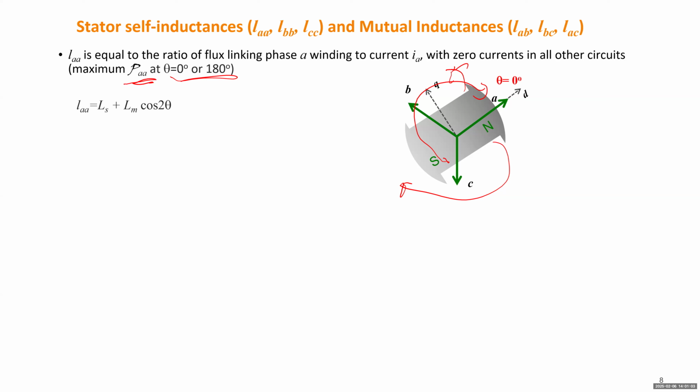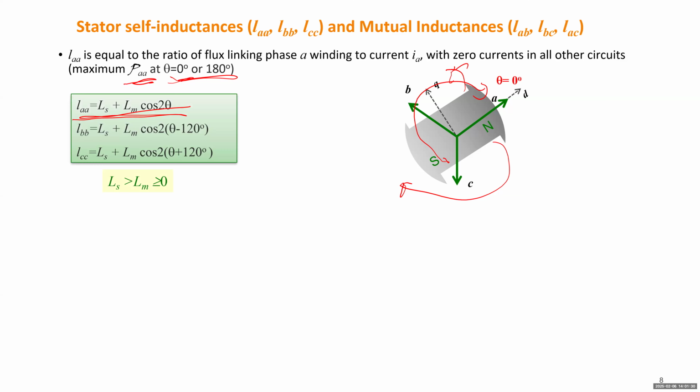Okay, so the LA is similarly formulated by this equation. It has a constant term plus a periodic term. The periodic term will be proportional to cosine 2 theta. The initial phase is 0 because we assume we start from theta equals 0 when the rotor is parallel with the A axis. And for LBB and LCC, we simply add a negative 120-degree phase and a positive 120-degree phase, because B is lagging A by 120 degrees.